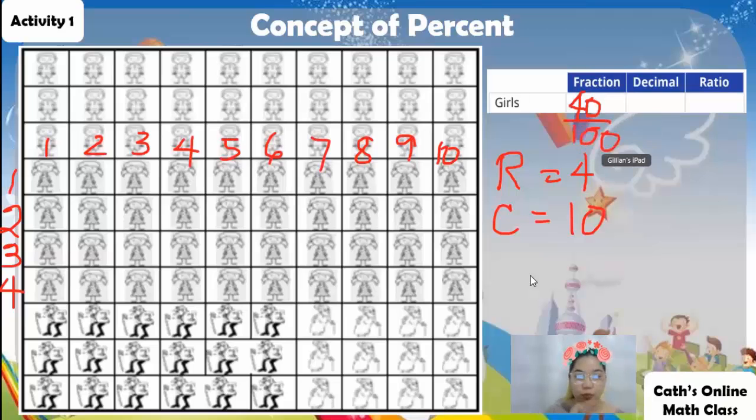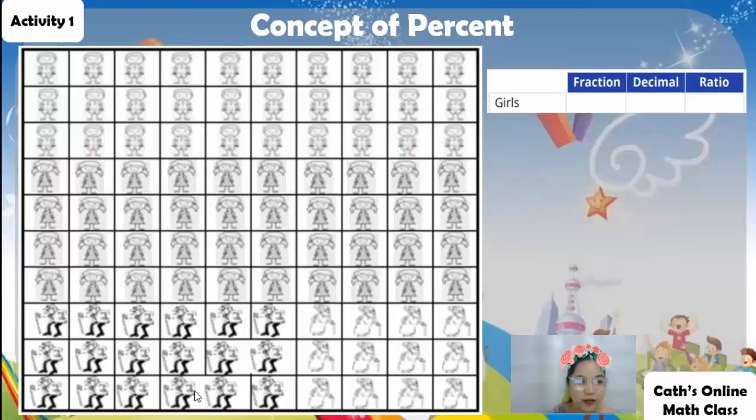Now let us move again the decimal point by taking out the denominator. So we have 0.40. And what is the ratio? We have 40 is to 100. If these are your answers, then you are correct. Next, let's go to the last one. What is the last one here?